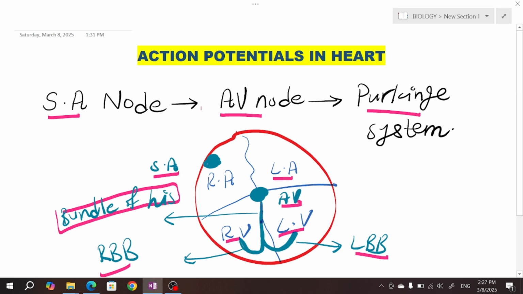So how do action potentials travel in the heart? First the action potential is generated by the SA node, then it goes toward the AV node, and then finally comes the turn of the Purkinje system.